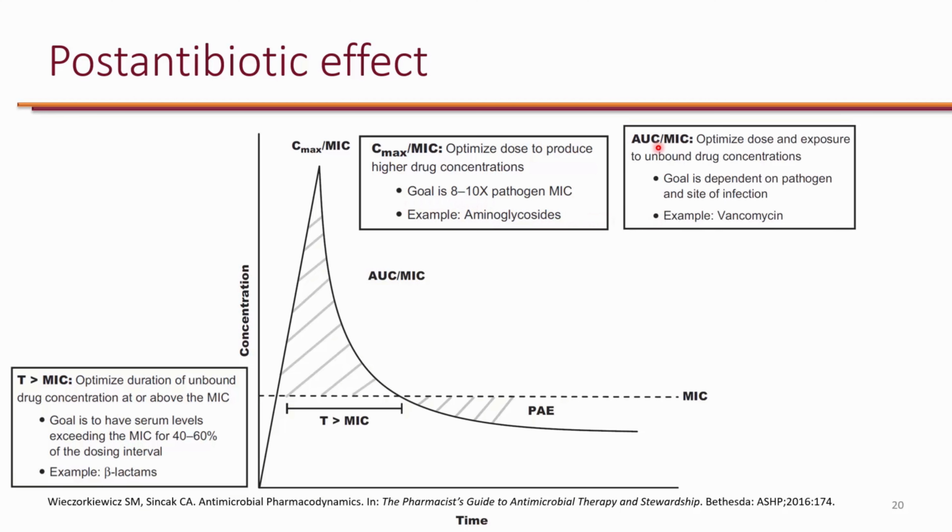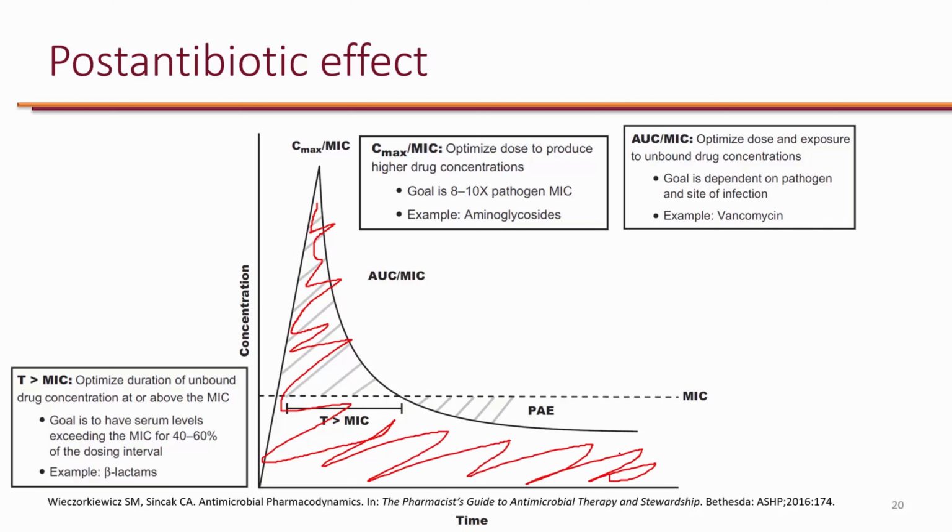And then we have the concept of AUC to MIC, which we will talk about more when we talk about vancomycin. AUC to MIC is primarily used for vancomycin, as that's basically the area under the curve. So it would be all of this area.